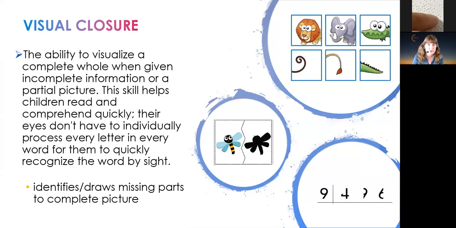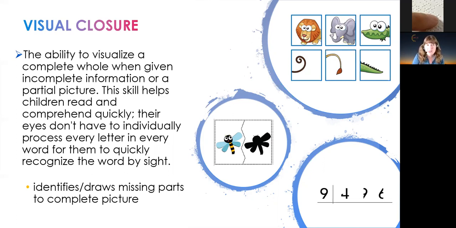Visual closure is the ability to visualize a complete whole when given incomplete information or a partial picture. This skill helps children read and comprehend quickly. Their eyes don't have to individually process every letter in every word for them to quickly recognize the word by sight. Can they identify or draw missing parts to complete a picture?